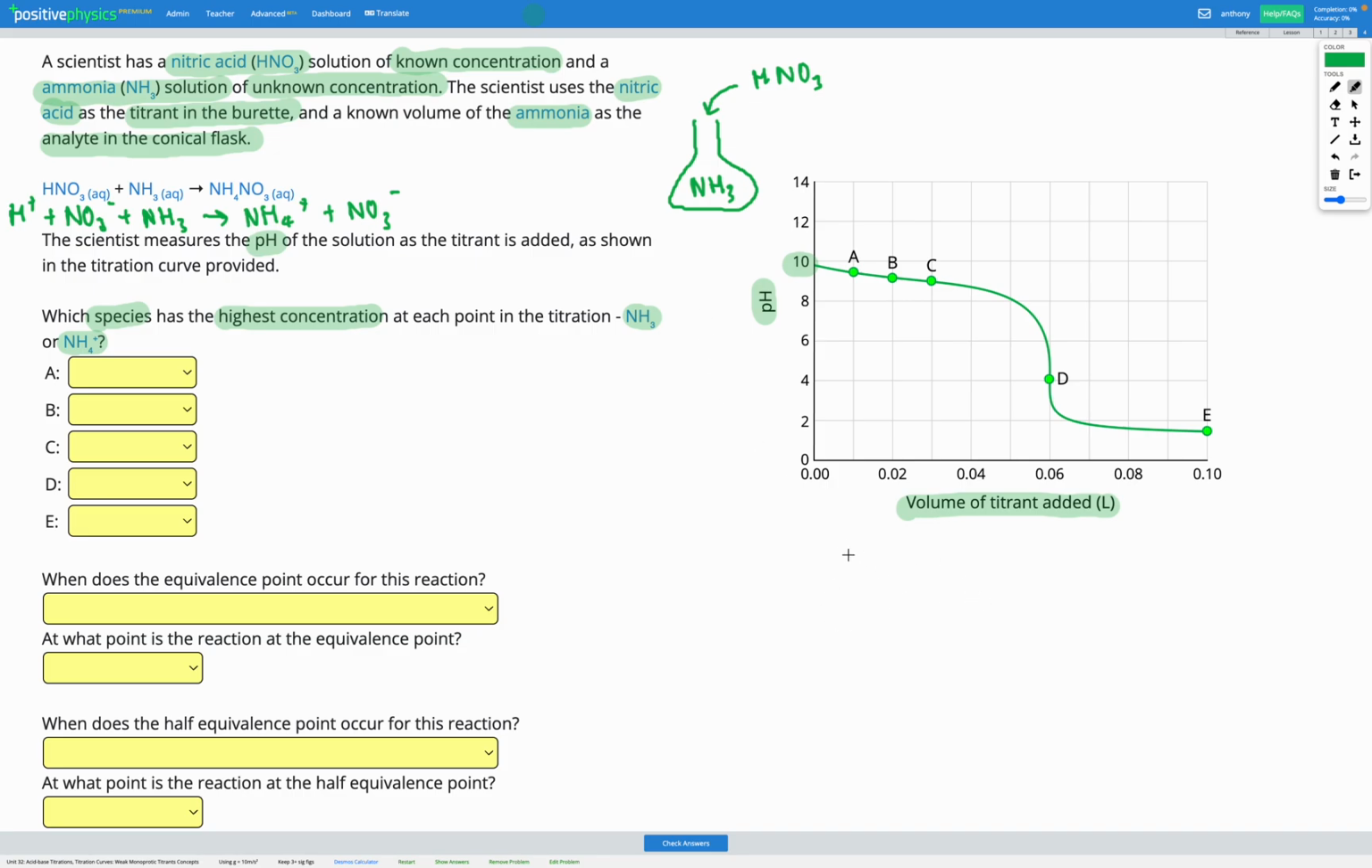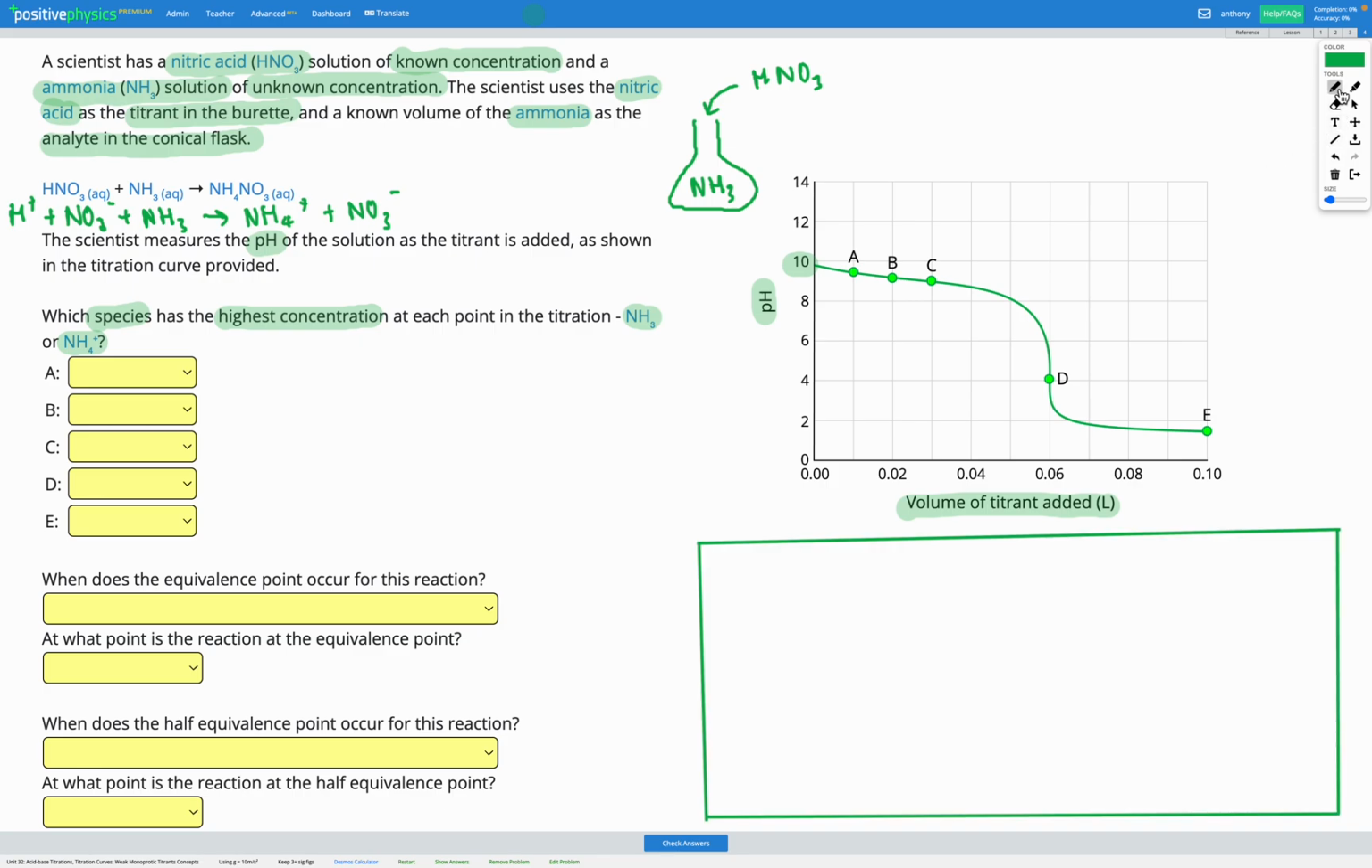So let's again draw a diagram representing what's going on in our solution. To start with, we have ammonia in solution. Since ammonia is a weak base, most of it stays as those ammonia molecules, NH3. Only a very small amount of it reacts to form NH4+. So I'm just going to write NH3 in here. I'm not going to show any NH4+ to start with because only a tiny bit forms. So that's what the solution will look like with 0 liters added.